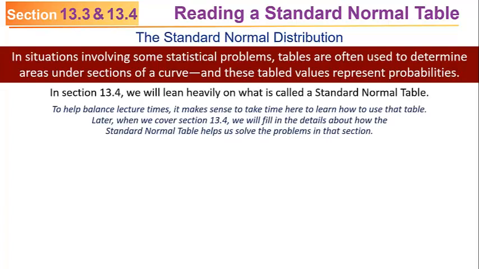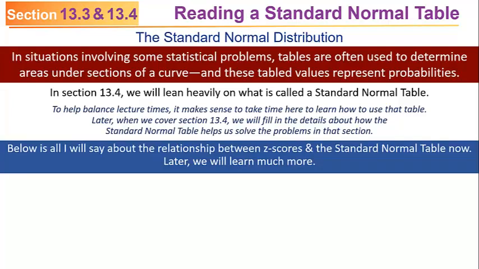In the following section, 13.4, we will lean heavily on what's called a standard normal table. And I could wait and talk about that as a part of the topic in 13.4, but because it'll help me balance the lecture times, I'm actually going to take this material out and just talk about it as a standalone topic. And then when we get back to section 13.4, I'll fill in more details about how this standard normal table helps us to solve the problems in that section. But for now, we're more learning how to do something and let the why come later.